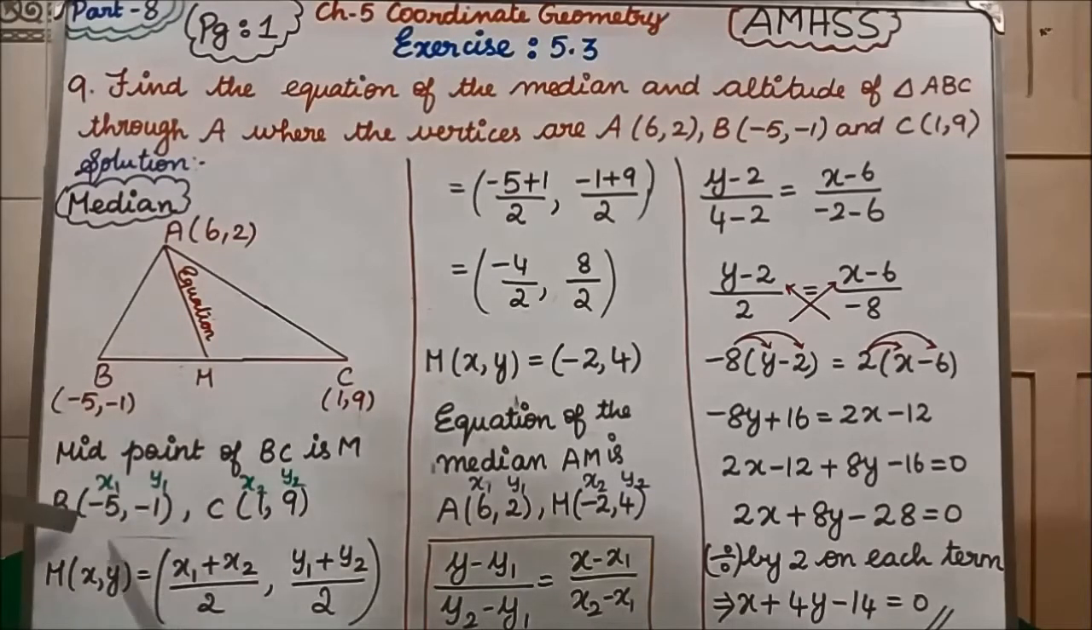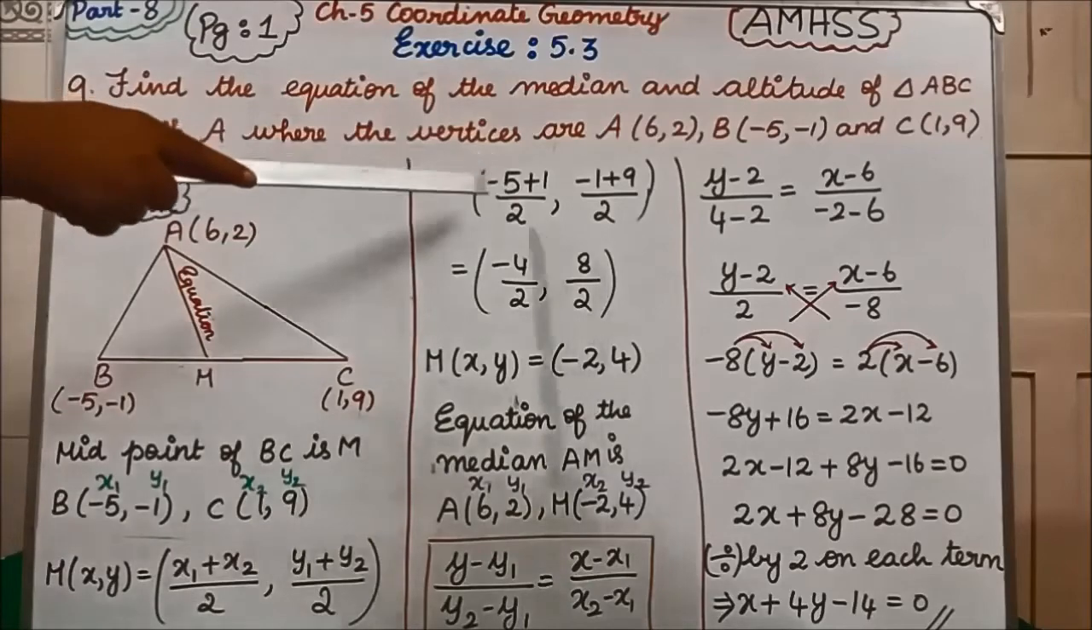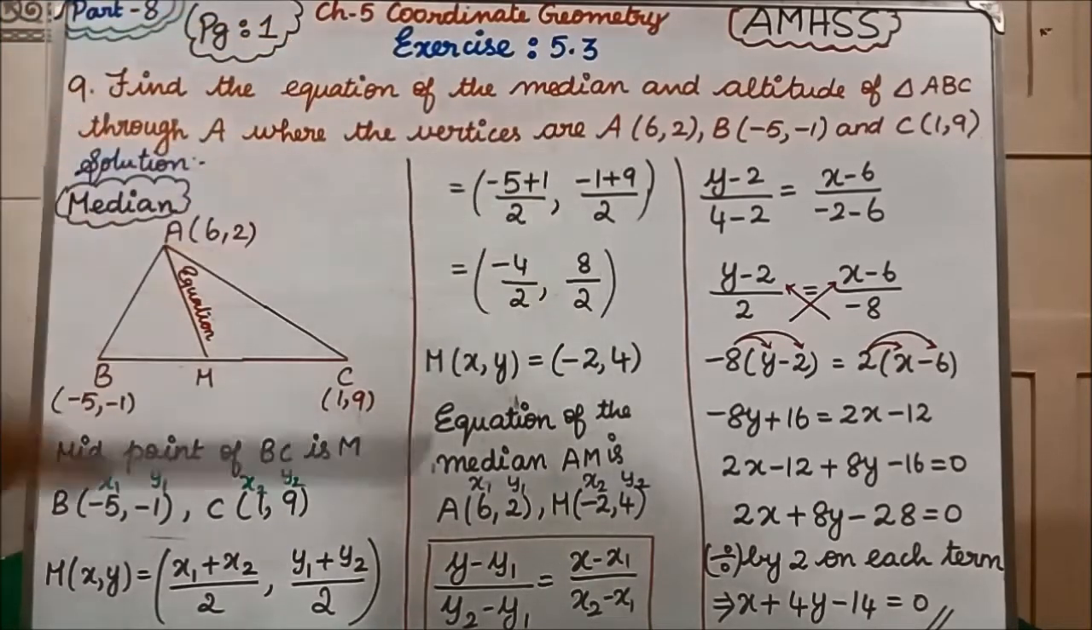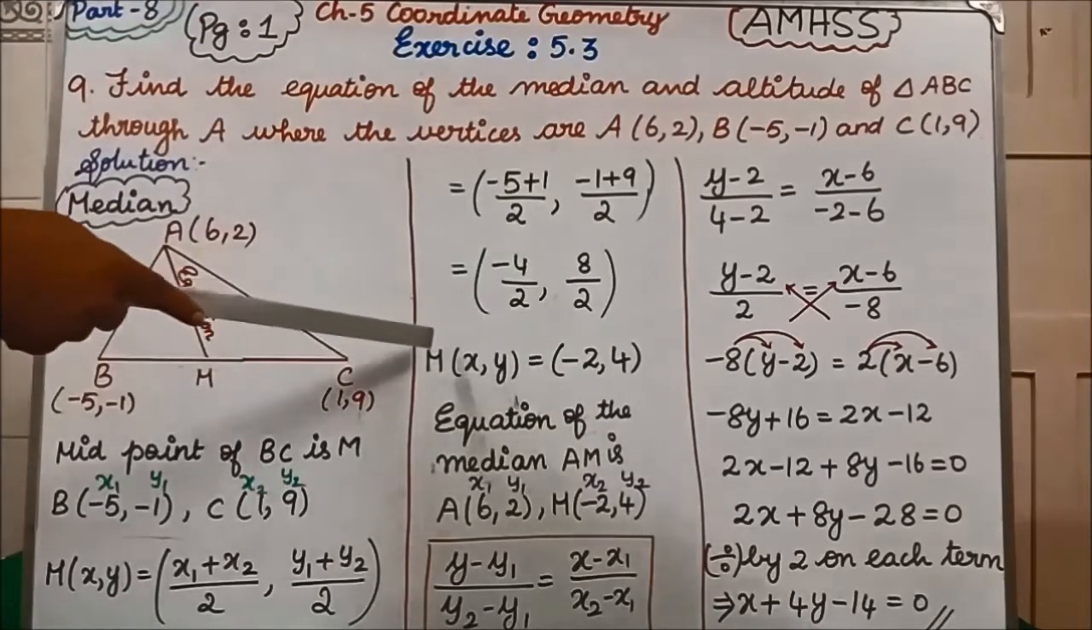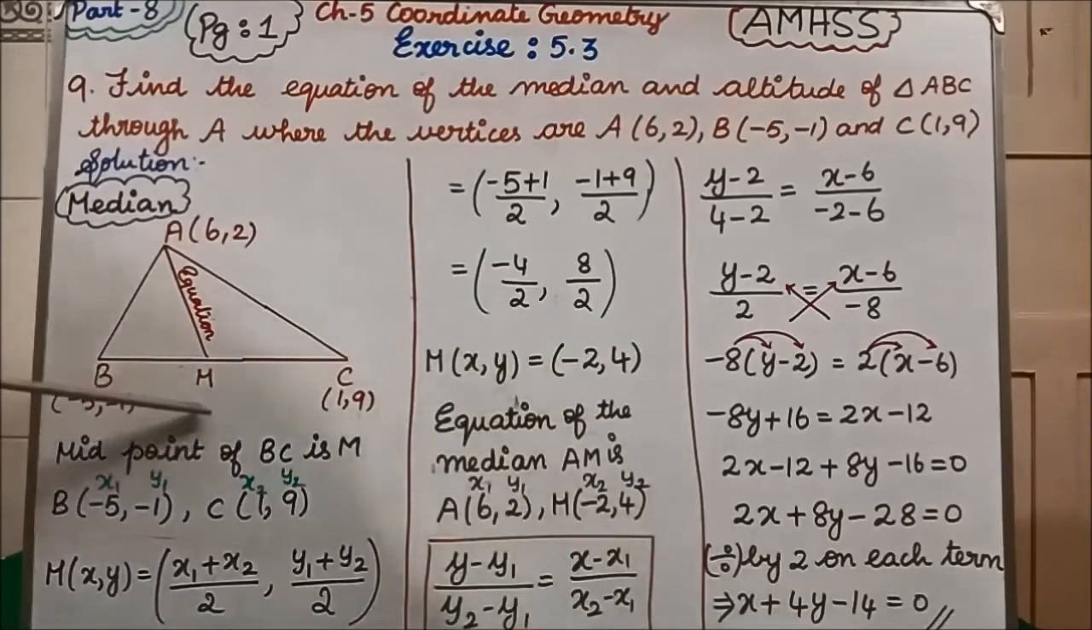B point we know: (-5, -1). C point is (1, 9). Midpoint formula is M(x, y) = ((x1 + x2)/2, (y1 + y2)/2). We know x1, y1, x2, y2. Just substitute it. After substituting, -5 plus 1 is -4 by 2, 9 minus 1 is 8 by 2. If we cancel, we are getting the midpoint value as (-2, 4).